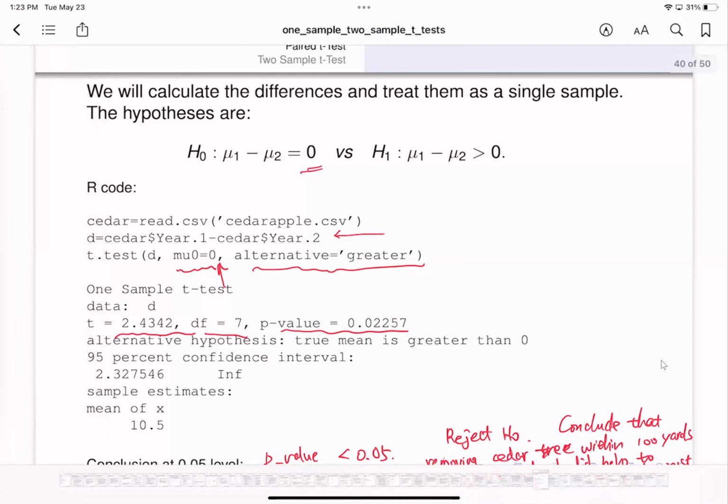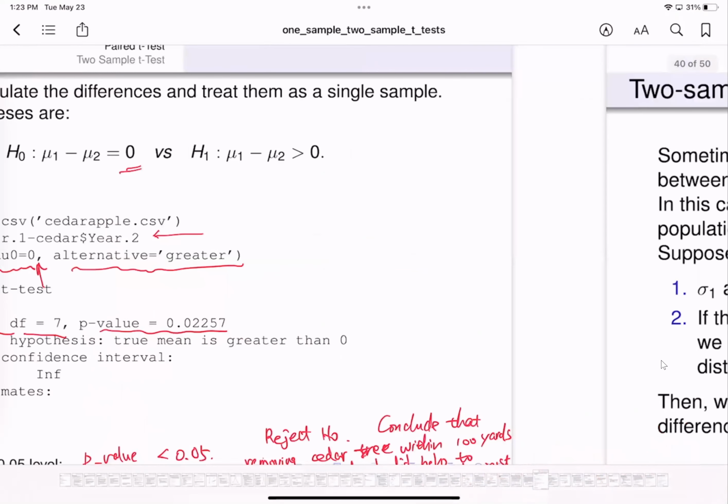It's pretty straightforward. You just need to specify the hypothesis and then use the difference as the data and feed it to t.test. Remember to specify the alternative based on the research hypothesis direction.